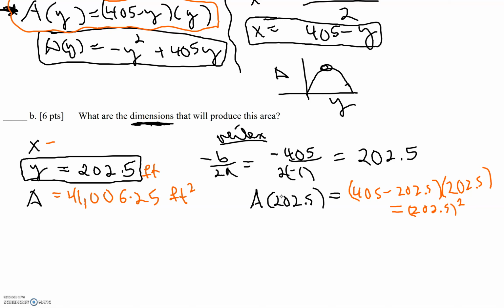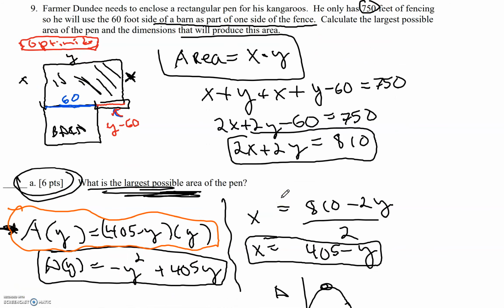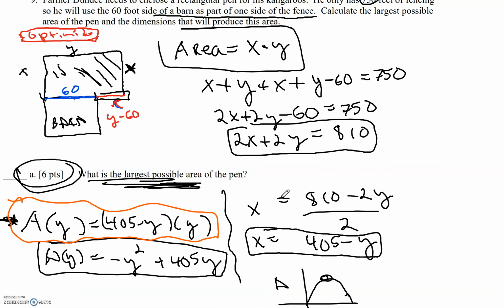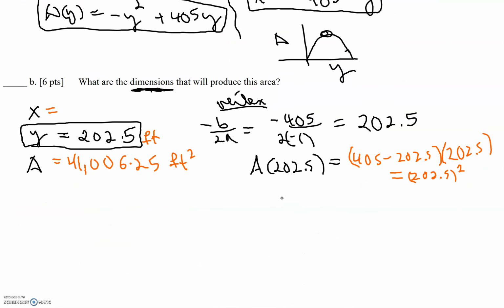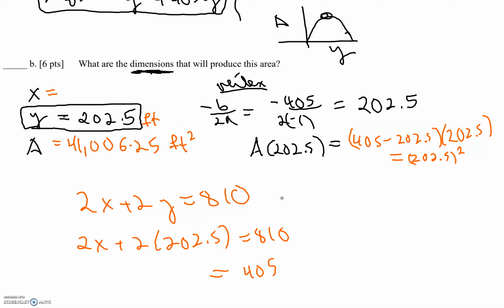So the only thing we have left is what is x. And to get x, I'm just going to go back to one of my original equations. How about this one? So 2x plus 2y equals 810. So 2x plus 2 times 202.5 equals 810. This is going to be 405. So 810 minus 405 is also 405. And lo and behold, x is also 202.5.